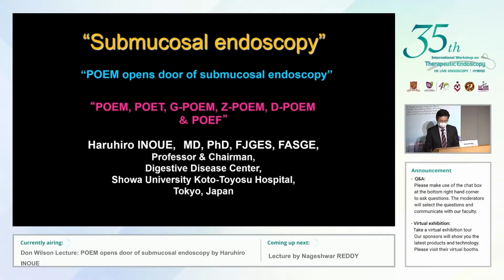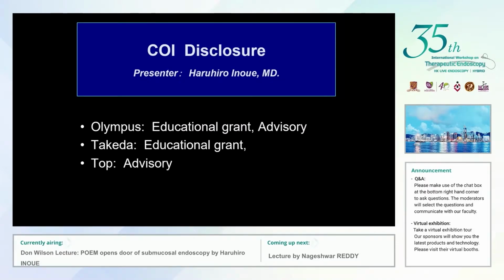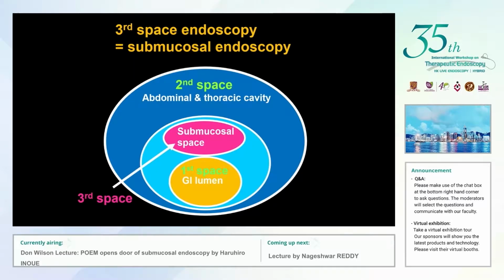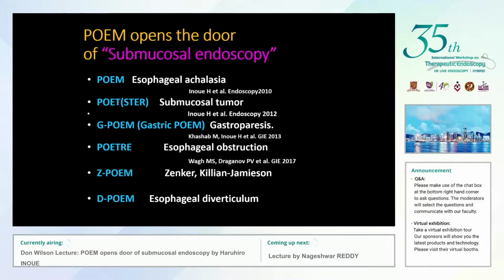I'd like to talk about submucosal endoscopy. I'm Haruhiro Inoue. The first space is the GI lumen, and the second space is the abdominal and thoracic cavity. The submucosal space is the third space, and that is created artificially. POEM opens the door of submucosal endoscopy, and actually we have several applications offshoot of the POEM procedure.